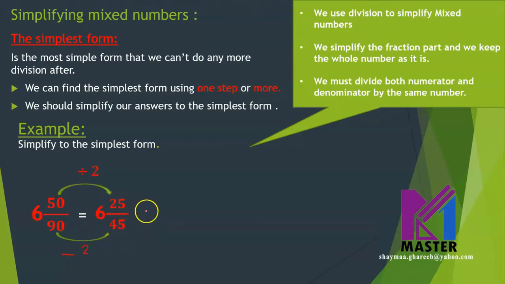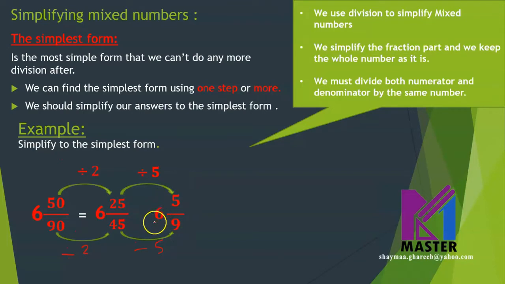Is this the simplest form or can I do more division? Yes, I can do more division. So I will divide again one more time. And this time I will divide by, what do you think? I have 25 and 45, so I can divide both numbers by 5. So I will divide by 5 up and by 5 down. Okay? So when we divide 25 by 5, the answer will be 5. And when we divide 45 by 5, the answer will be 9. Then 6 and 25 over 45 will be 6 and 5 over 9.